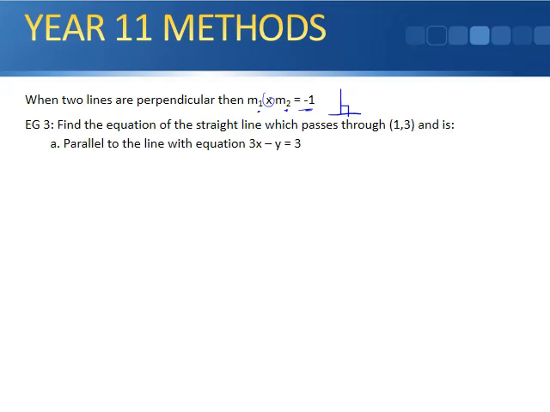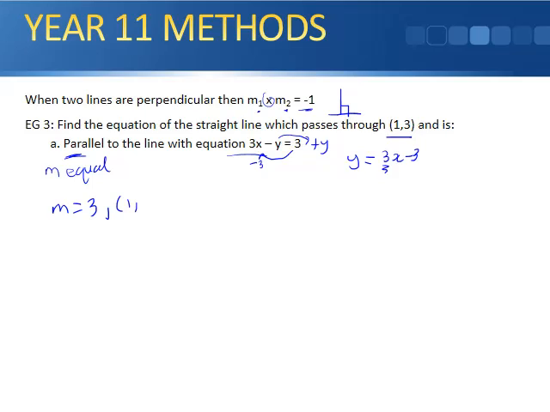Example 3 says find the equation of the straight line which passes through this point, (1, 3), and is, part A, parallel to the line with this equation. If we're talking about parallel lines, remember gradients are equal. That's what parallel lines mean. So let's rearrange this one by bringing this over here, and it becomes minus 3, and this one over here it becomes plus y. So we get y equals 3x minus 3, and I've worked out my gradient straight away. My gradient equals 3.